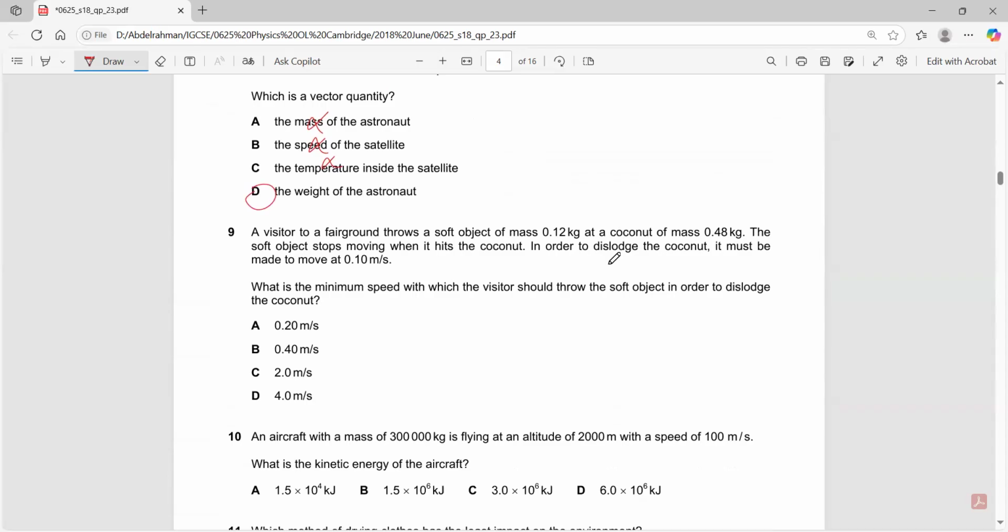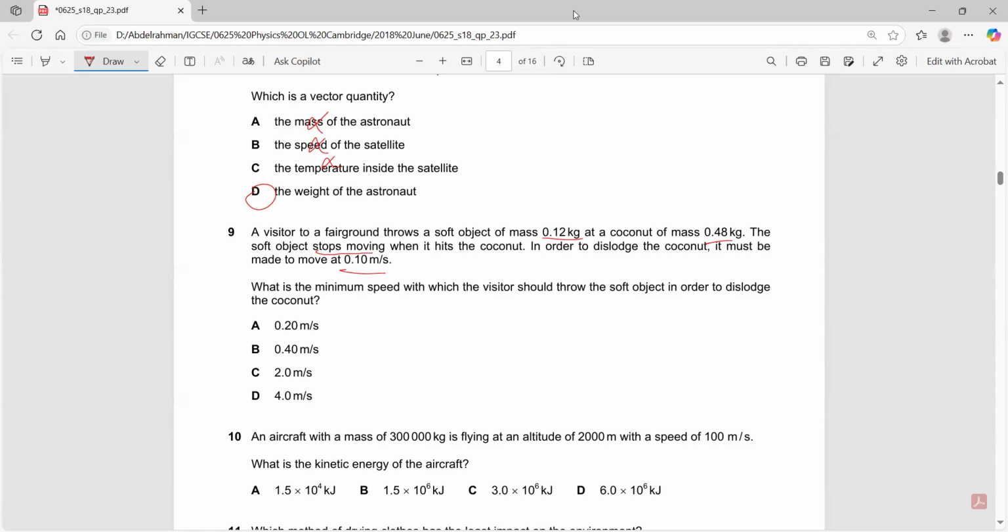A visitor to a fairground throws a soft object of mass 0.12 kilograms at a coconut of mass 0.48 kilograms. Okay, so he throws a smaller object at a larger object. The soft object stops moving when it hits the coconut. In order to dislodge the coconut, it must be made to move at 0.10 meters per second.